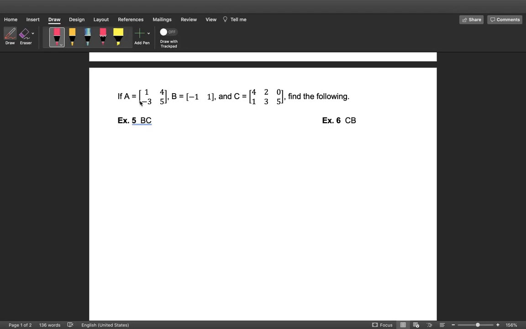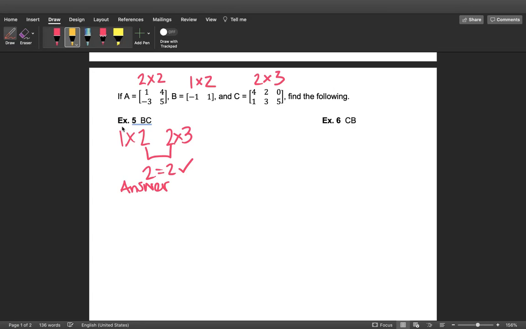Okay, so we still have the same matrix. This is a 2 by 2, 1 by 2, and a 2 by 3. Now it wants us to check out B and C. Okay, so B is a 1 by 2, and C is a 2 by 3. 2 equals 2? Yes, it does. So my answer is going to be a 1 by 3. So 1 row, 3 columns.